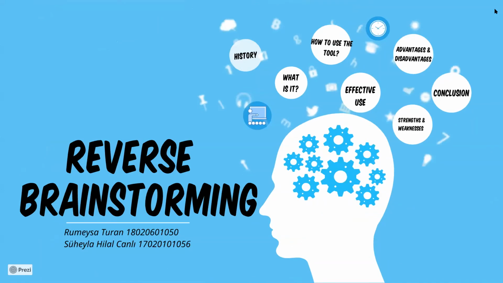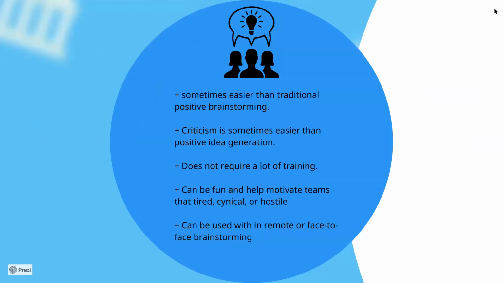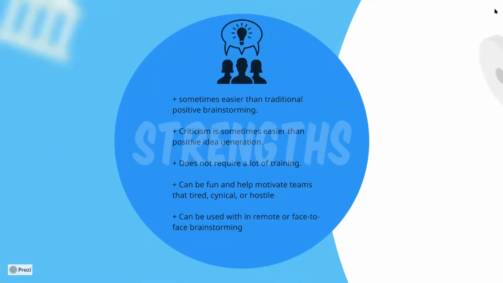The next part is about strengths and weaknesses. Now we will begin with the strengths part. Reverse brainstorming is sometimes easier than traditional positive brainstorming. Criticism is sometimes easier than positive idea generation. It doesn't require a lot of training, and can be fun and help motivate teams that are tired, cynical, or hostile. It can also be used in remote or face-to-face brainstorming.